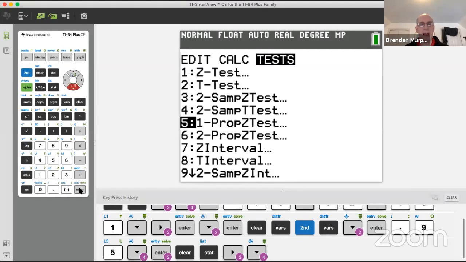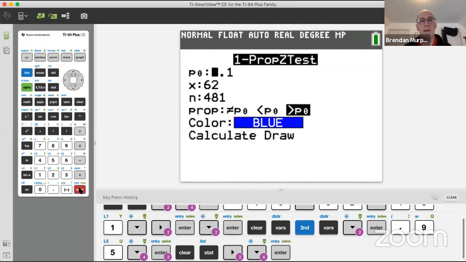So that's good. Again, that name there, I call it calculator speak. If you don't use the TI series, you might not know what that means, but probably all statisticians would understand what a 1 sample hypothesis test with proportions represents or means.